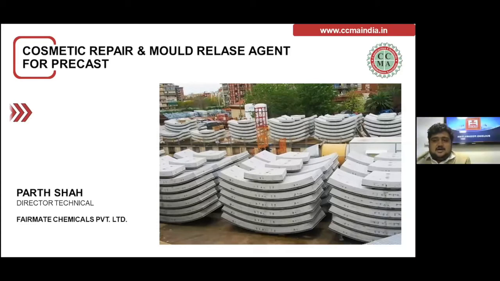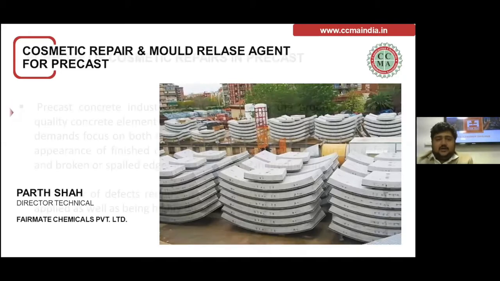And the second and the most important thing is the mold release agent. Why I said neglected is these are the two places where people don't give importance, and I'll just talk about why it's important and what are the things available in the market. So the first thing I'm going to take is cosmetic repair.